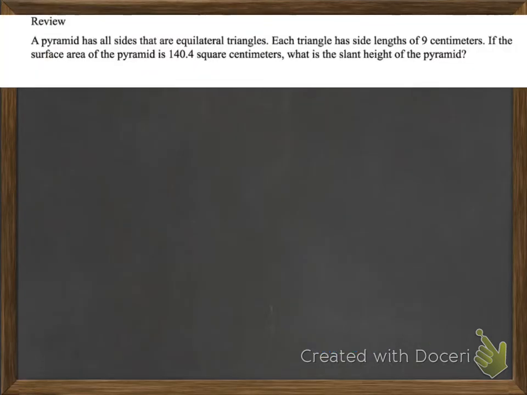For the first question we have here, you'll see it says review up there. That's just so that I remember that this one was for review and not for the test. It says a pyramid has all sides that are equilateral. So I'm going to box some things as we go along to make sure that we know what's important. It's important that we know that this is a pyramid and it has all equal sides that are equilateral triangles. That's a really important piece of information right there. Each triangle has side lengths of 9 centimeters. Also very, very important.